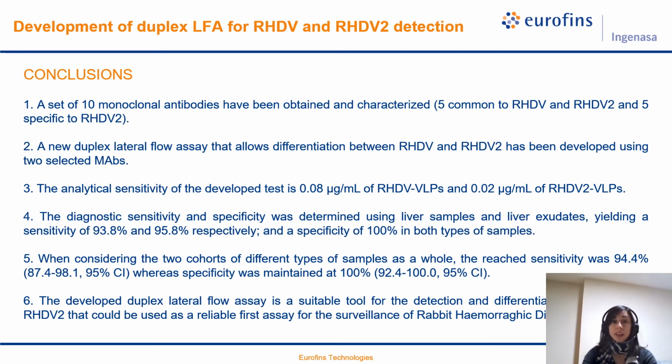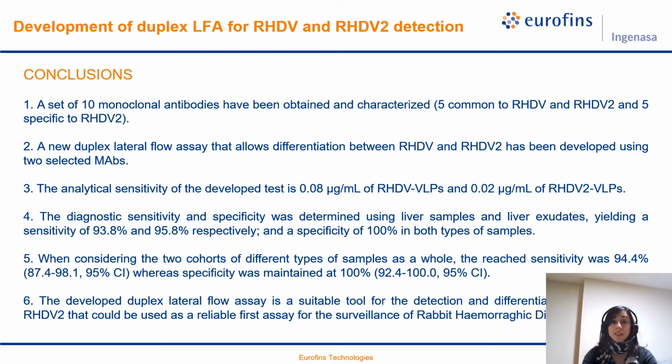Based on the results obtained, the following conclusions can be drawn. First, a set of 10 monoclonal antibodies have been obtained and characterized. 5 that commonly recognize both variants of the virus, and 5 that are specific to RHDV2. Second, a new duplex lateral flow assay that allows the differentiation between both variants has been developed using 2 selected monoclonal antibodies. Third, the analytical sensitivity of the developed test is 0.08 micrograms per ml of the VLPs of RHDV and 0.02 micrograms per ml of the VLPs of RHDV2.